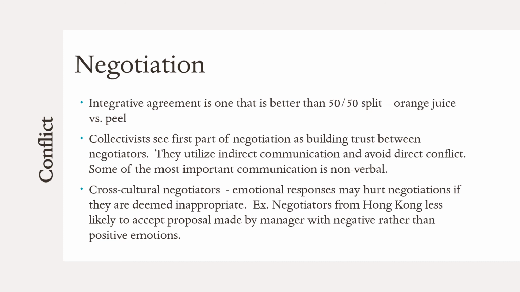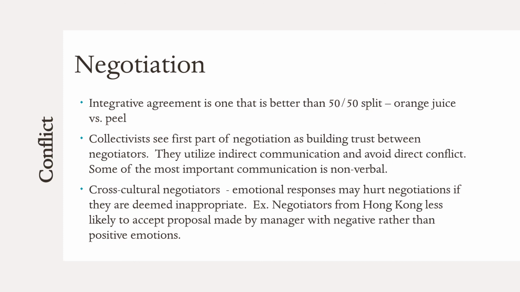So what should have happened is, had they disclosed their goals, they would have known that they needed to reach an integrative agreement, which is one that is better than a 50-50 split. The one sister could have had the entire peel for her cake, and the other sister could have had the entire middle for the orange juice.